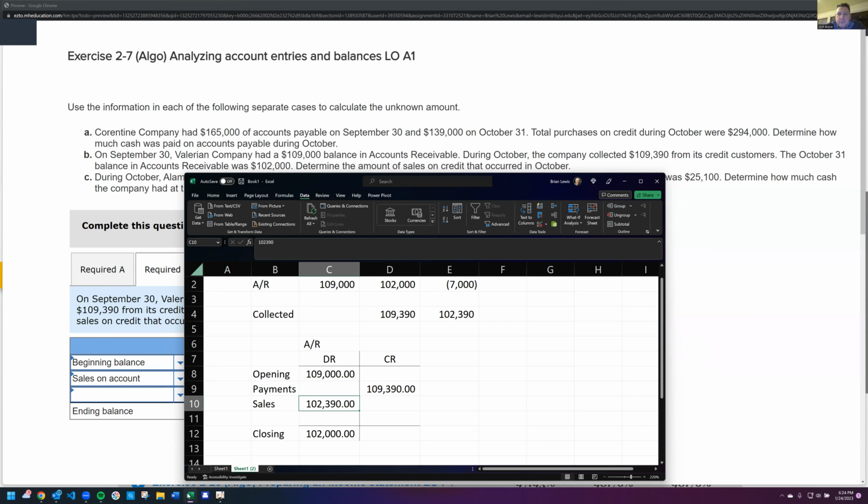But for the most part, anything that's something that you own or something that you should own, accounts receivable, for example, is always going to be on the asset side. Anything that you owe somebody else is going to be on the liability side. Anything that's related to stockholders or dividends and stuff like that is going to be on the equity side.